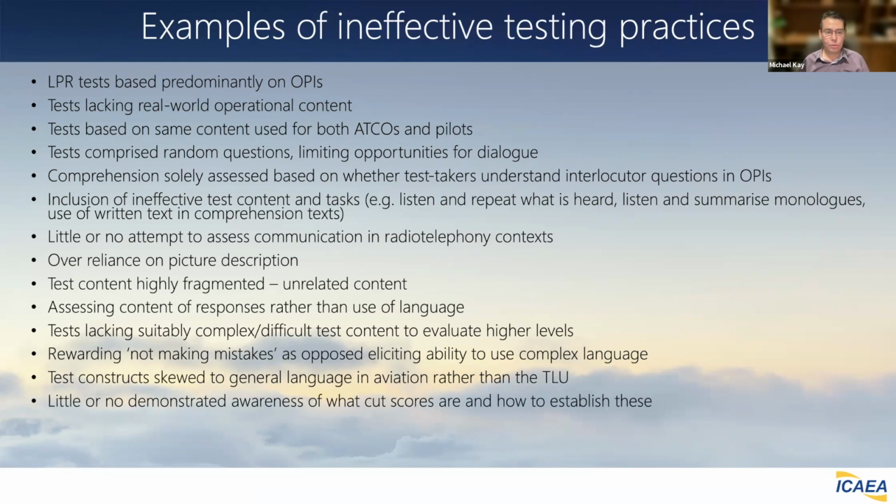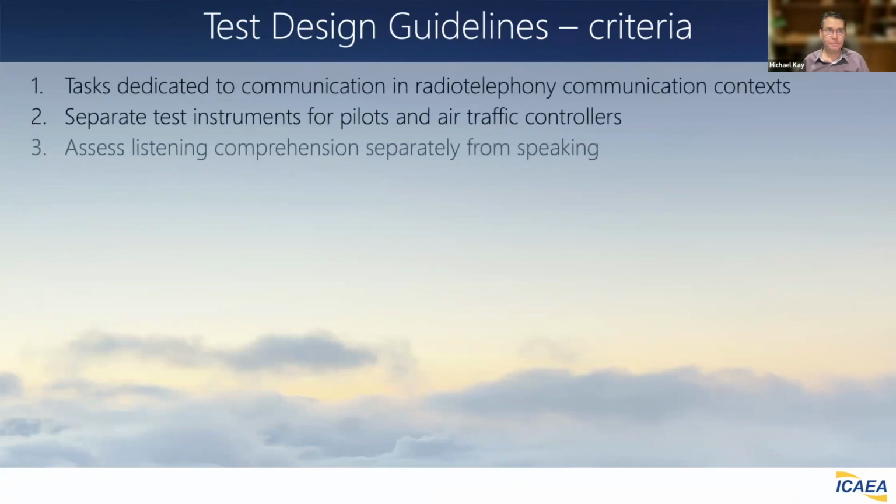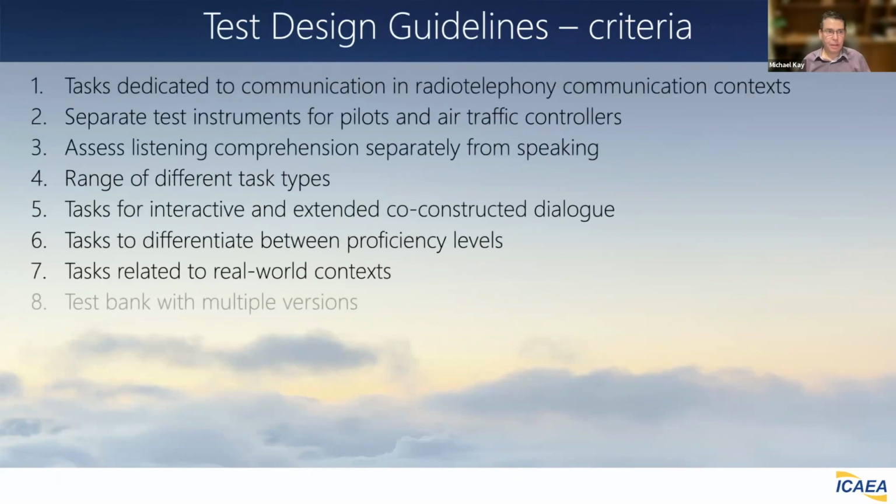And there's little or no demonstrated awareness of what cut scores are, how to establish, for example, the boundary between a level 3 and a level 4. And we'll look at this in a minute, but the importance of parallel versions, particularly for test bank security and reliability. So we came up with 8 really important criteria that formed the basis for the test design guidelines. You can see them here. We're going to go through them one by one.